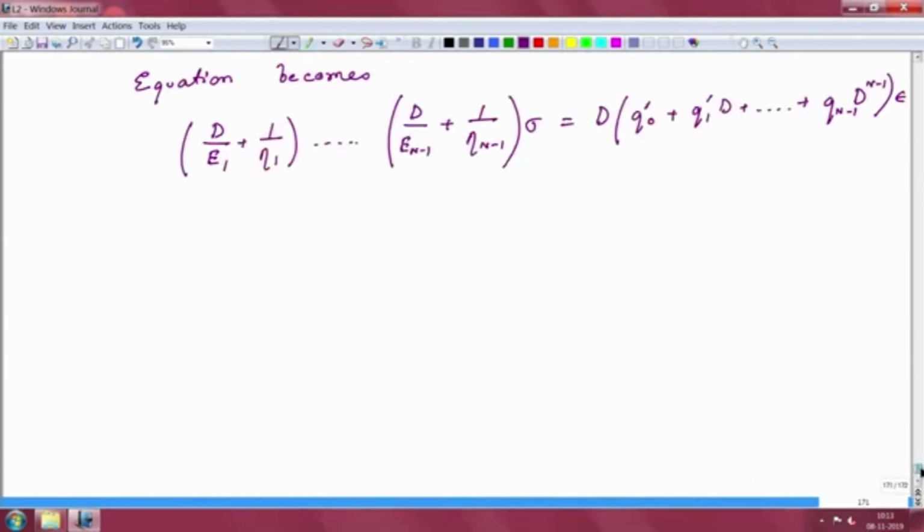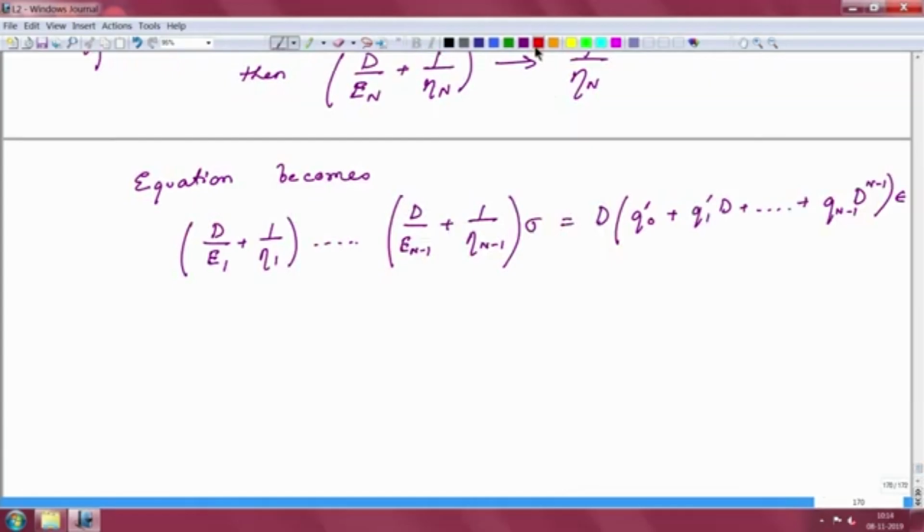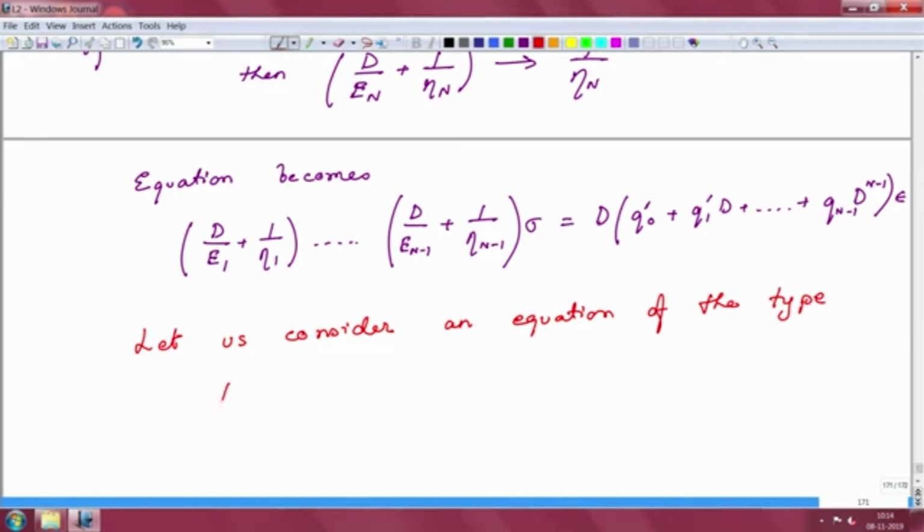So, let us take this type of case. Let us consider an equation of the type P 0 plus P 1 D, up to P n.